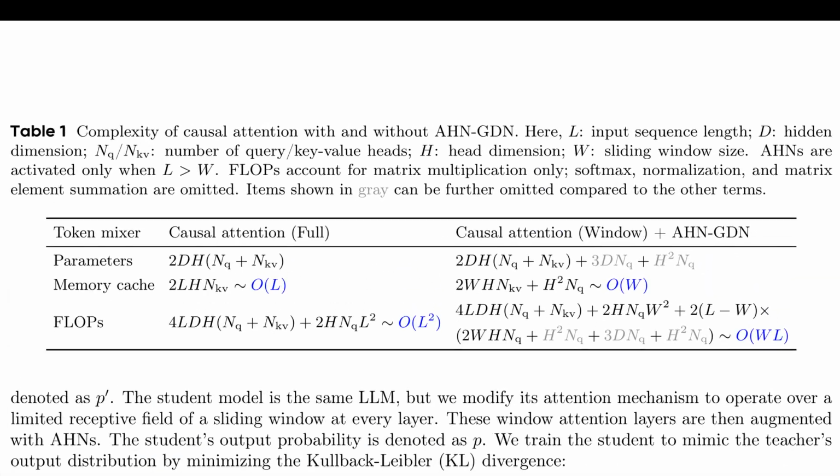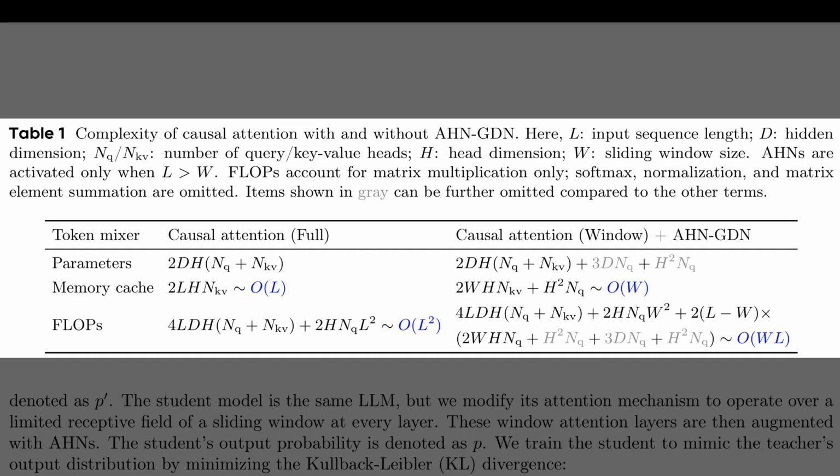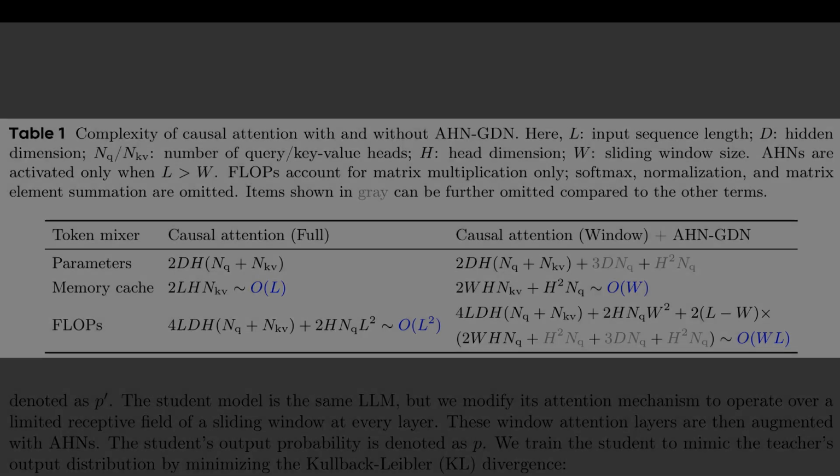So, Figure 3 compared end-to-end efficiency. Table 1 summarizes where those gains come from, and it contrasts full attention with window attention plus artificial hippocampus network GDN. The middle column shows that full attention has compute that grows quadratically with sequence length, and a memory cache that grows linearly with length. The right column shows compute that scales with window times length, and a cache that stays proportional to the window, which keeps usage flat as sequences grow.